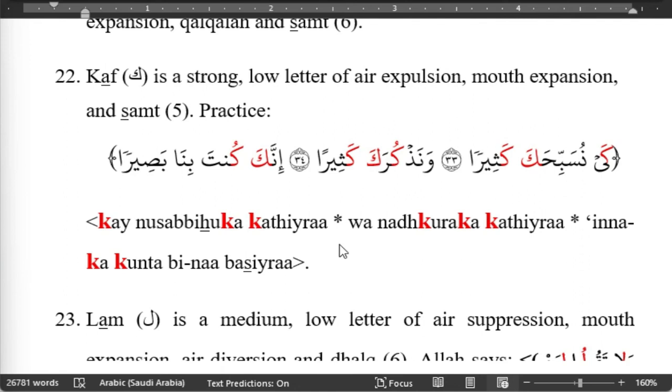How many is that? 1, 2, 3, 4, 5, 6, 7, 8 kafs.